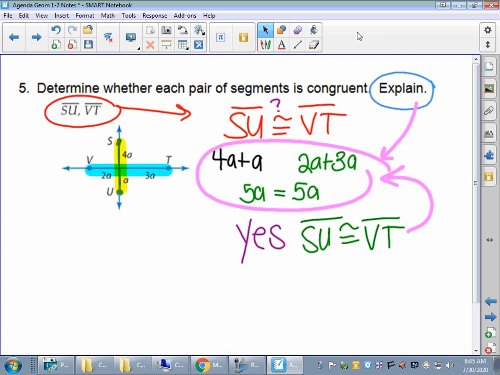All right, so we talked about congruent, we talked about betweenness of points, and we talked about writing your geometric statement for betweenness of points, and also for congruent segments. You can write a geometric statement. So that's the end of section 1.2, and we'll talk more about this.